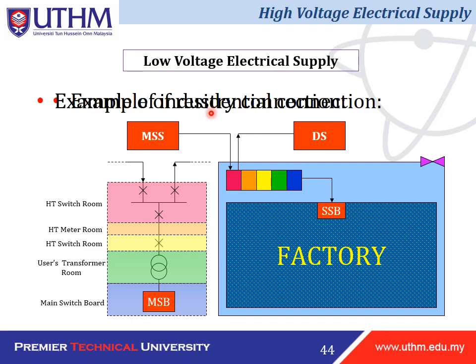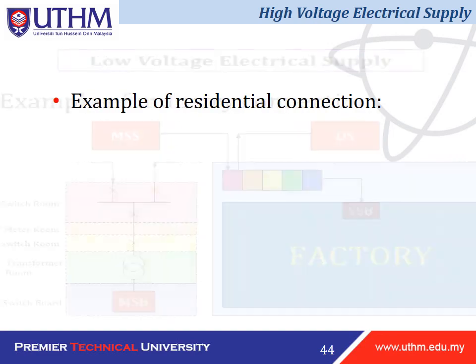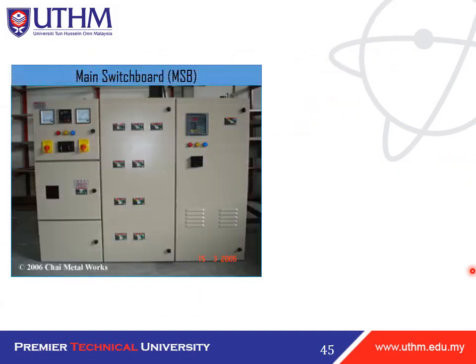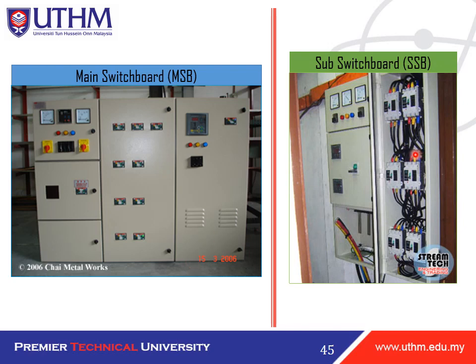Okay, this is the example of industry connection. From the main switch, into the factory, and then go to the distribution substation, and then from the main here, we go to the SSB. So this is the example of the industry connection. Okay, this is the example of a main switchboard that we have in the industry, and this is the example of sub switchboard SSB that we have in the industry.